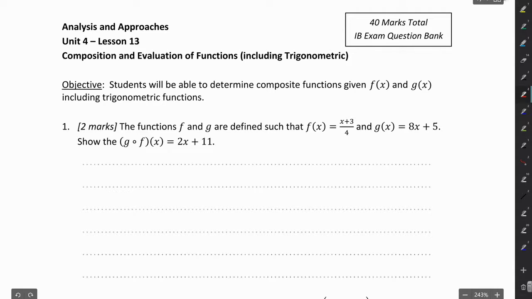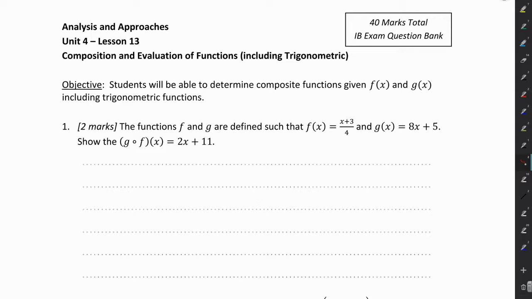So the first question, we have functions f and g, and we're asked to show that g of f of x equals 2x plus 11. So whenever we see a show question, it's basically like a little proof. We know what the answer is. We're just trying to prove that we know how to get to that answer.